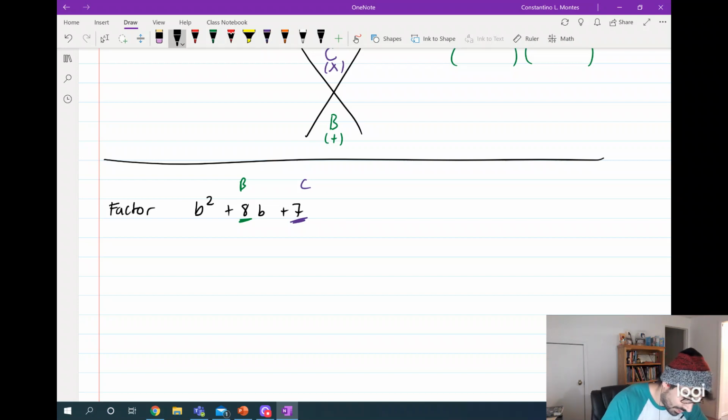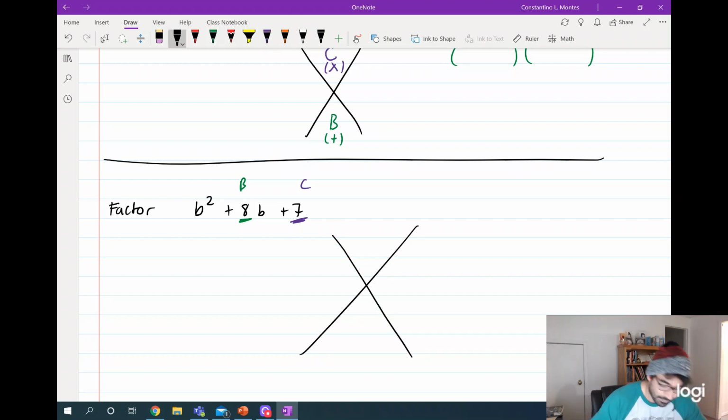So I'm going to draw my x. And I'm going to play this x game. So we're going to think about what times what gives me 7. So what two factors give me 7 when I multiply them together? But when I add them, give me 8. Remember, this is addition, and this is multiplication. So I'm trying to think two numbers. Well, in this case, it's pretty straightforward. There's only two numbers that multiply to give me 7, because 7 is what we call a prime number. So in this case, it's just 1 and 7.